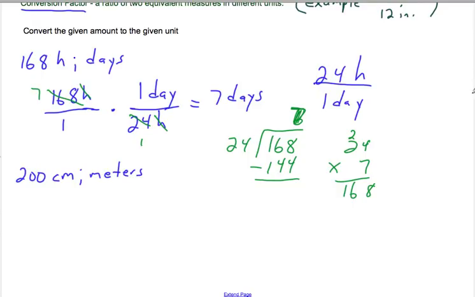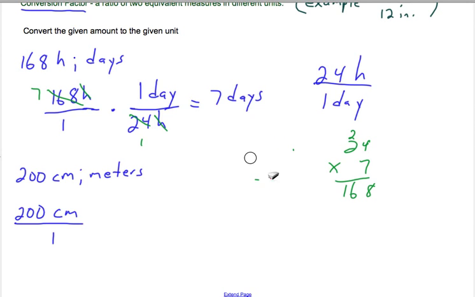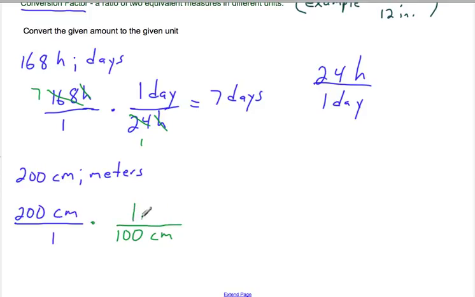So now we're going to convert 200 centimeters to meters. So we're going to start with a fraction here, 200 centimeters over 1. Our conversion factor, we need to know how many meters are in a centimeter, or how many centimeters are in a meter. So there are 100 centimeters for every meter.